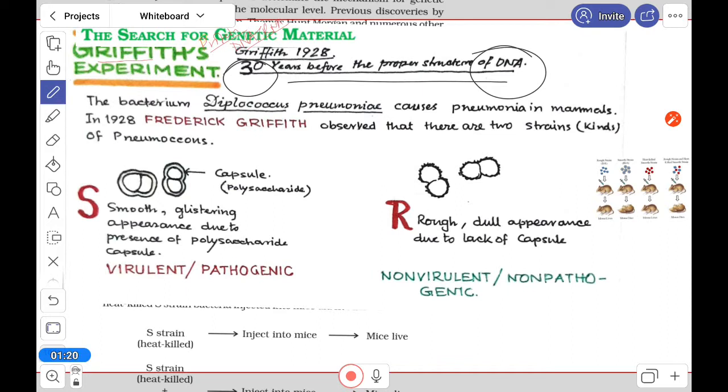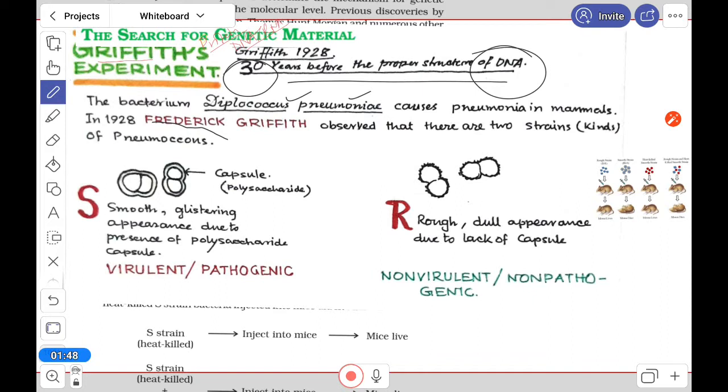Griffith took two types of bacterium, Diplococcus pneumoniae, which can cause the disease pneumonia in mammals. If we inject it into a rat, then the rat will be affected by pneumonia and will die. Now there are two different types of strain he used.